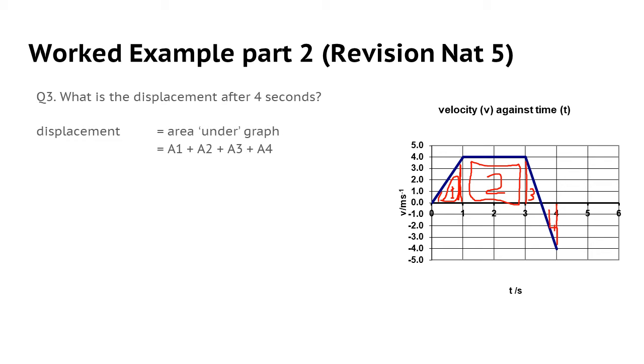Well, displacement is the area under the graph, and 'under' is in inverted commas, because we are looking at sometimes negative displacements that would really be kind of above the graph, I suppose. There are 4 areas here.